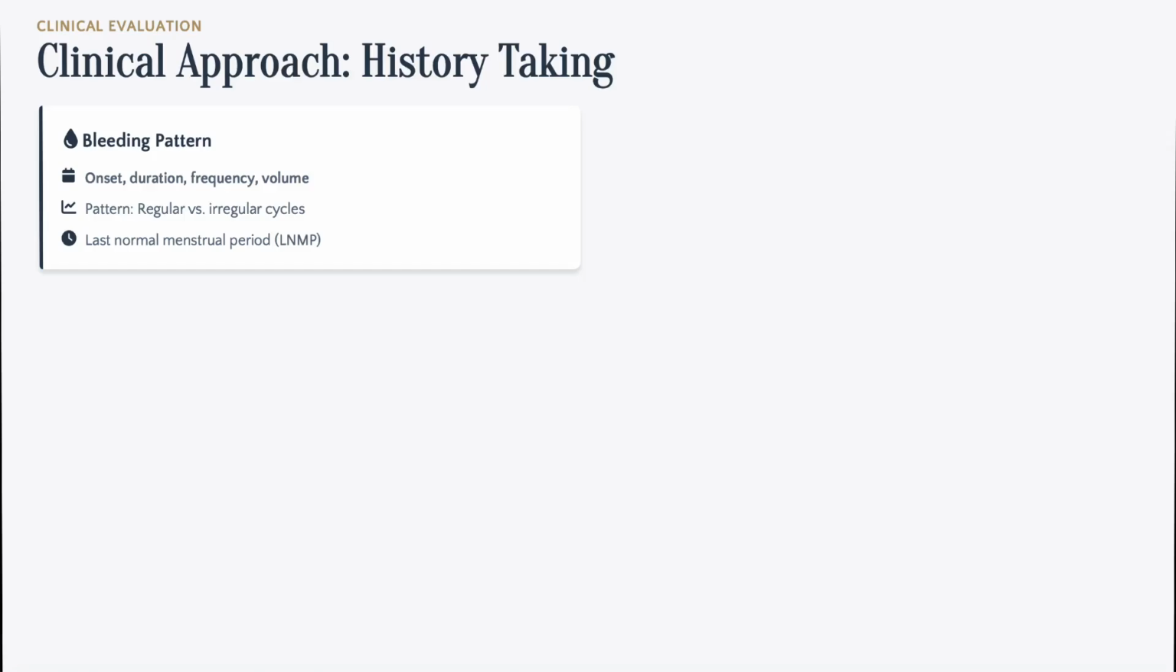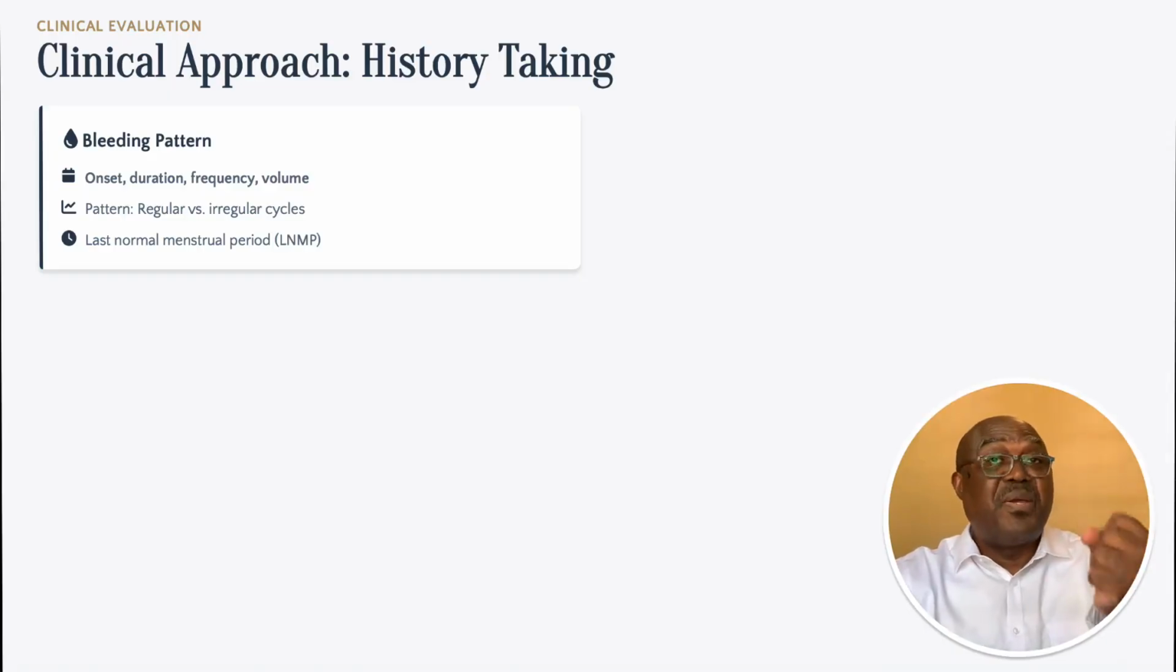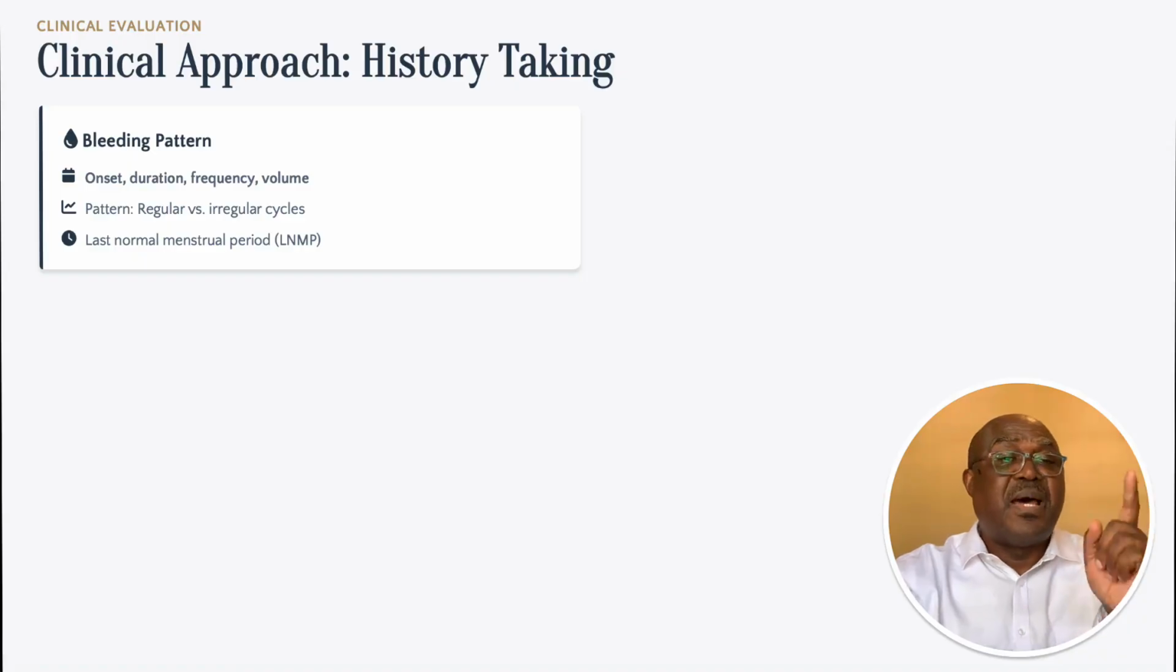Start with a detailed characterization of the bleeding. What is the pattern of the bleeding? The onset, the duration, the frequency, and the volume. Ask specifically whether the cycles are regular or irregular. Document the last menstrual period and explore associated symptoms.